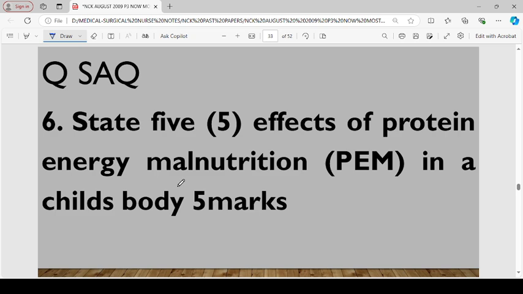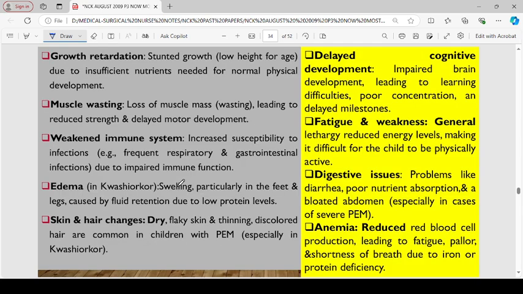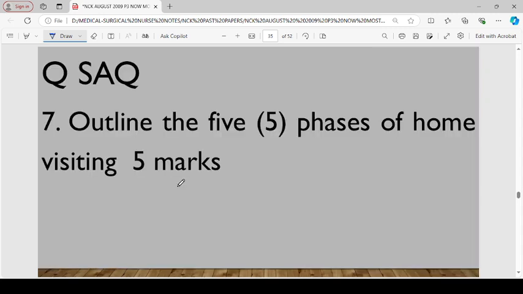Number 6, you state 5 effects of protein energy malnutrition, PEM, in a child's body, right? They have several effects like growth retardation, muscle wasting, weakened immune system, edema, skin and hair changes, delayed cognitive development, fatigue and weakness, digestive issues, and anemia. Outline 5 phases of home visiting.